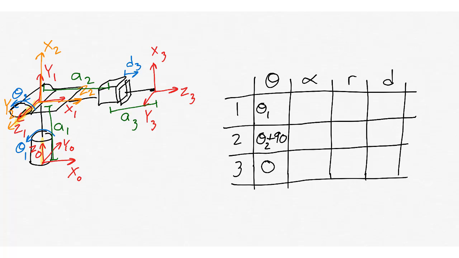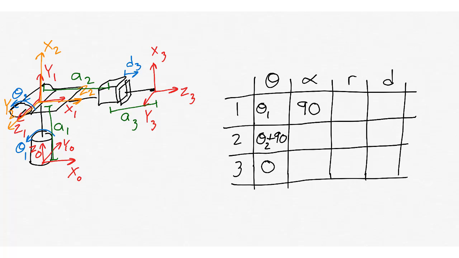Z0 is pointing up, and Z1, shown in red here, is pointing out. I want to figure out how much I have to rotate frame 0 around the x1 axis to get z0 to match z1. I would have to rotate frame 0 90 degrees around the x1 direction in order to get z0 to point out the same way that z1 is. So alpha in the first row is 90.